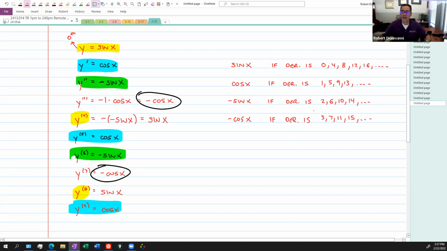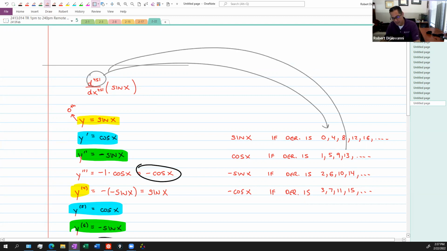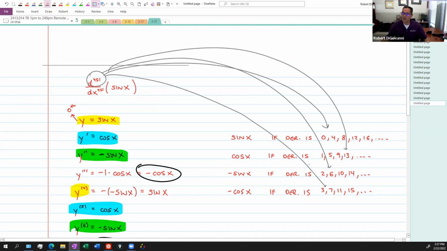Do I need to clarify anything that I've done here? We're not done. We haven't answered the question, right? But what I've established is patterns. I know what happens with certain numbers for derivatives. So what I really need to figure out now is this number 451, does it live in this list, in this list, in this list, or in that list? Which list does it live in? Is 451 in the first one, second one, third one, or fourth one?